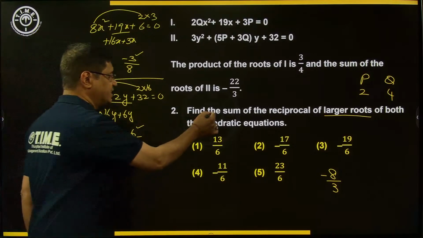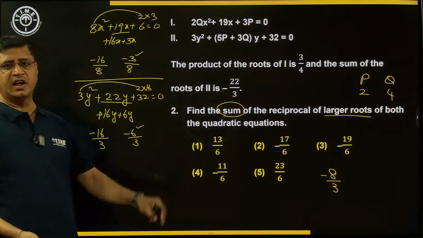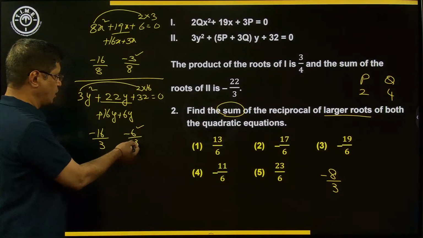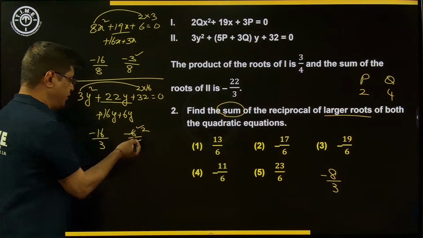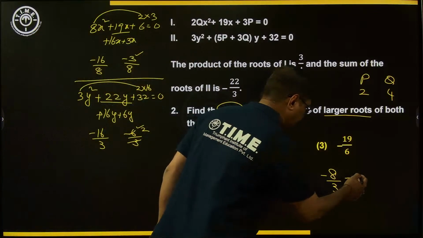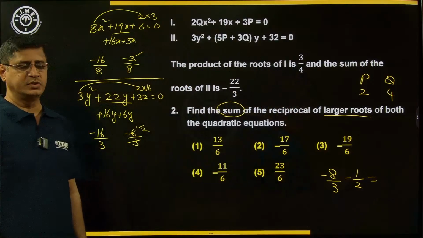Now what to find? The sum of the roots and the reciprocal of the larger root of the given quadratic equation. Now what is the reciprocal? The reciprocal of minus 2 will become minus 1 by 2. Just add these two values. The sum of these two is the answer.